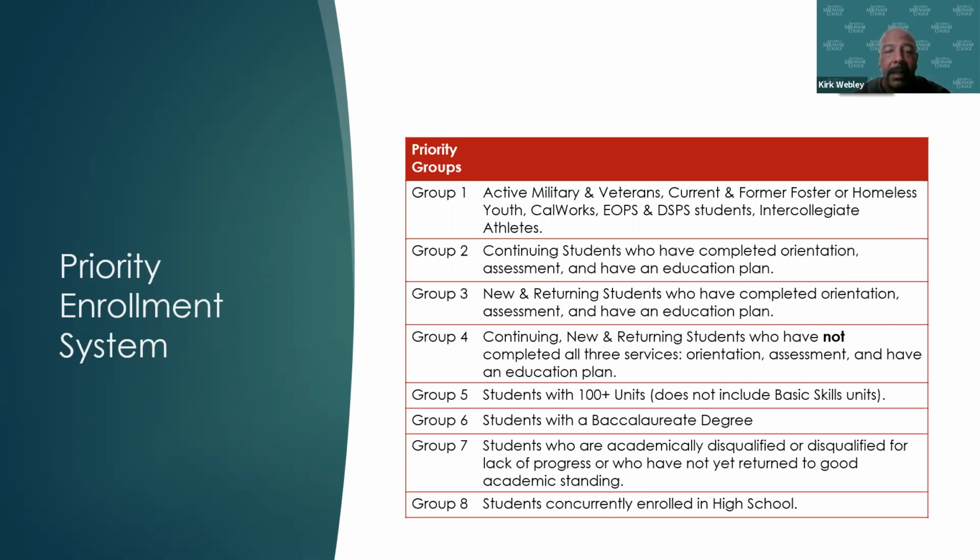Group 8 is students concurrently enrolled in high school, and that was mentioned in our last slide. In terms of high school students, they do have the last option in terms of registering for classes. Any questions on our priority groups?